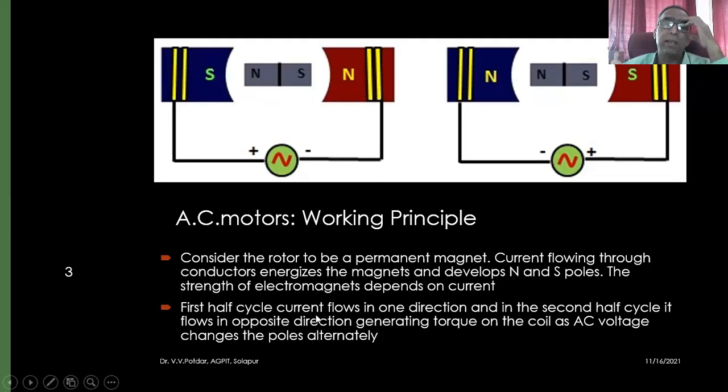In the first half cycle, current flows in one direction, right? Positive. And in the second half cycle, the current flows in the opposite direction, right? Here it was like this, here it is like this, in the opposite direction, generating torque on the coil as the AC voltage changes the poles alternately. The south pole becomes north pole in the second half cycle, and the north pole becomes south pole. And this is how the field generates the rotational torque and the motor starts rotating. So this is the basic principle of AC motors.